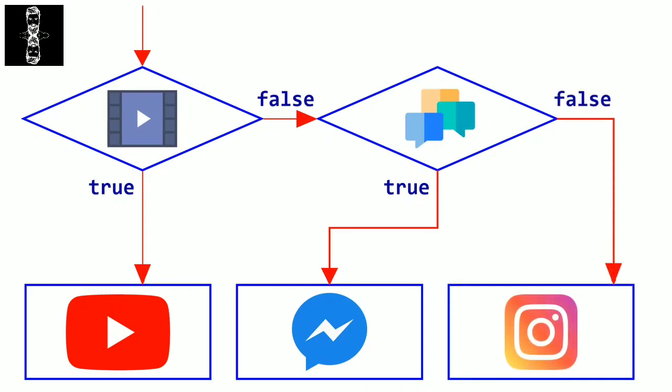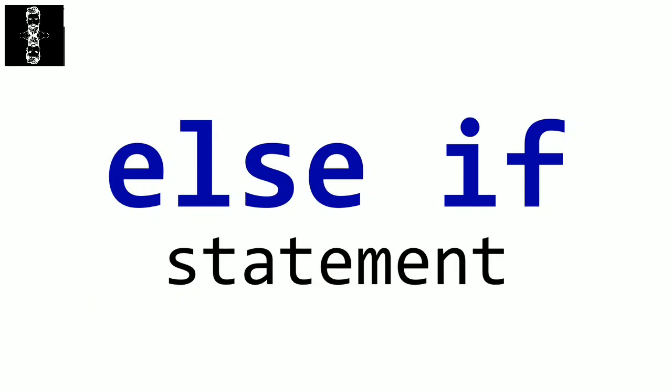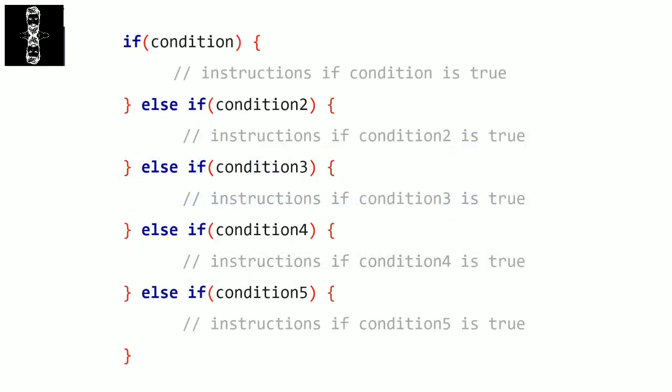Here we introduce the else if statement. We use this statement when we want to add a new condition if the first one is false. And we can put any number of else if statements. We're not obliged to put only one. Let's see a second example to understand.